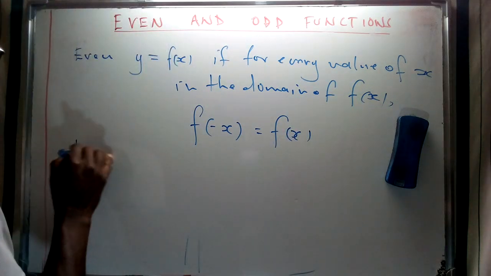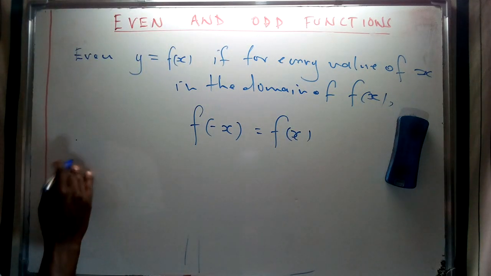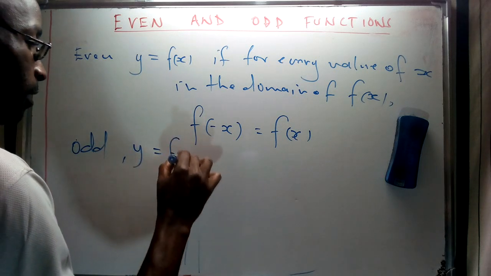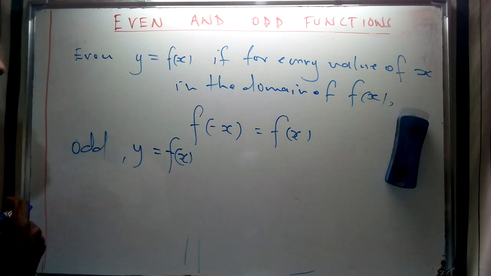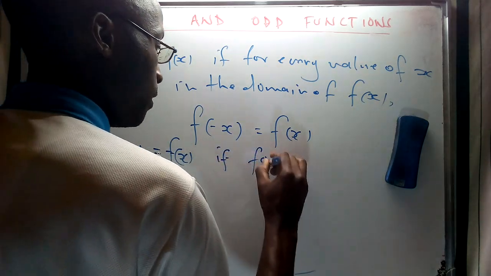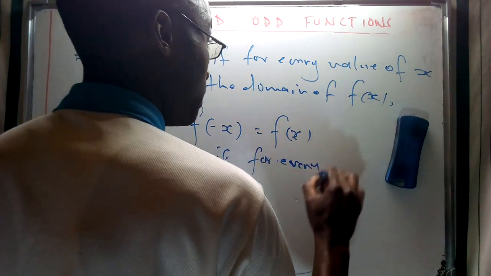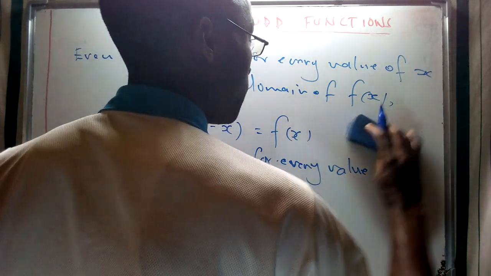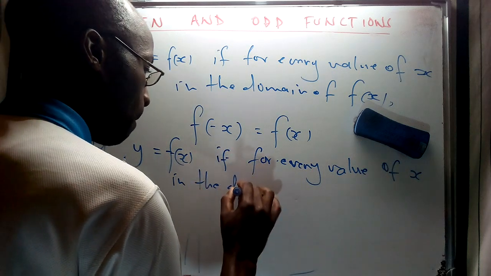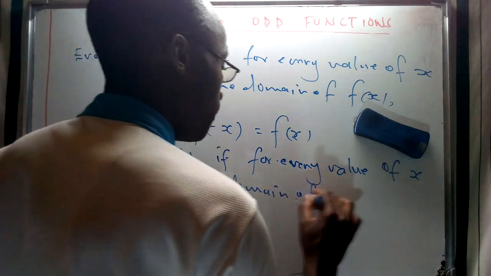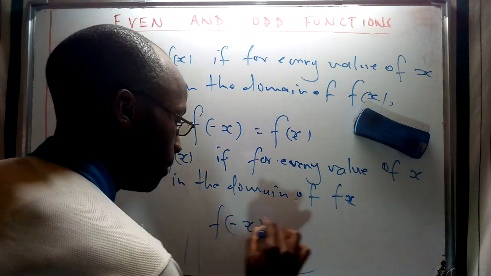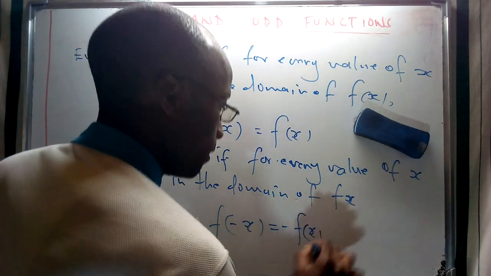And then we said that a function can be regarded as an odd function if the function f(x), if for every value of x in the domain of f(x), we have f(-x) represented as negative f(x).